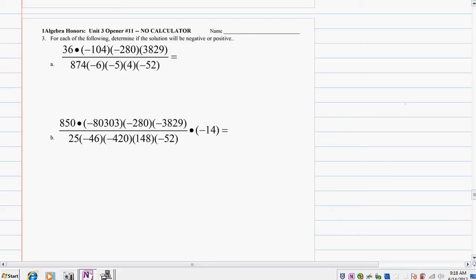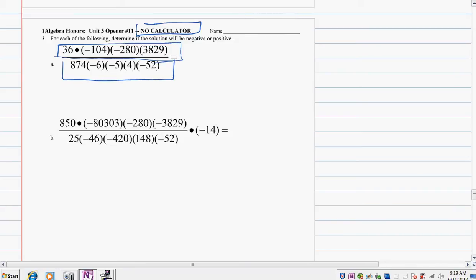For each of the following, determine if the solution will be negative or positive. A lot of people look at this, don't even read the directions, and start trying to compute it. Now you notice this is no calculator. So the way we're going to determine if it's negative or positive is we'll look at the signs for the top and the bottom separately.